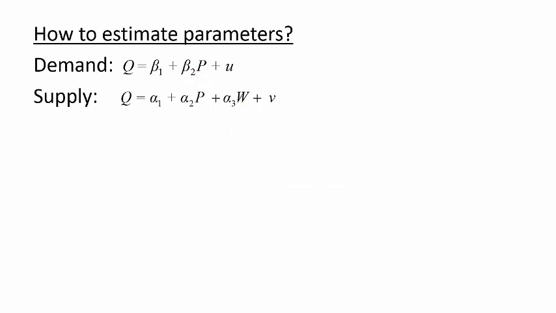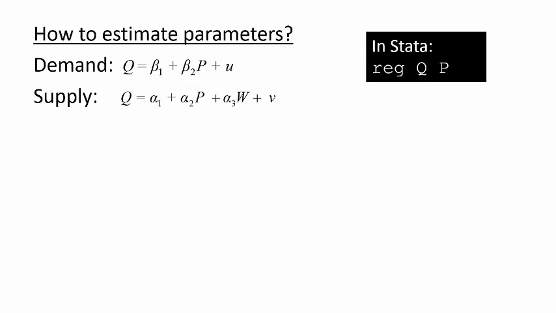How do we estimate the parameters, the betas and alphas, of the demand and supply relationships? We might try, in Stata, using OLS to regress Q on P in an attempt to estimate the parameter beta 2 in the demand equation. It is worth noting that the independent variable P is also an endogenous variable. We will see shortly that this is a problem.